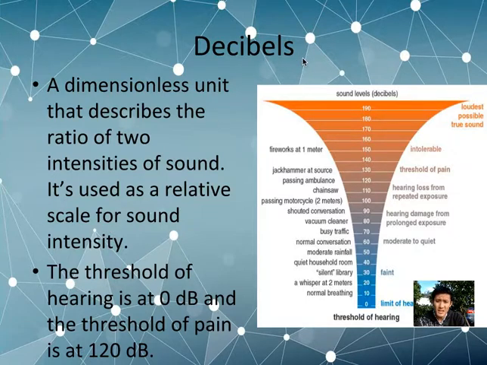Originally we used the bel, but the bel is too big of a measurement, and so we use decibels, which is a smaller increment of sound. It's a dimensionless unit, and it's a ratio of two intensities of sound. So we use it kind of as a relative scale for how intense the sound is.